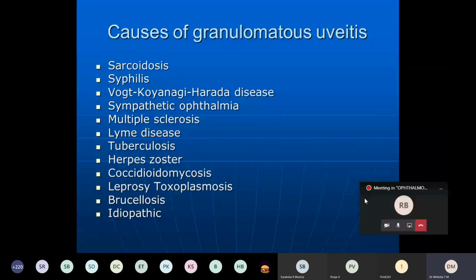And you can always remember Vogt-Koyanagi-Harada disease, if at all. Otherwise, you remember tuberculosis, sarcoidosis, and leprosy. Only three you can remember, okay?